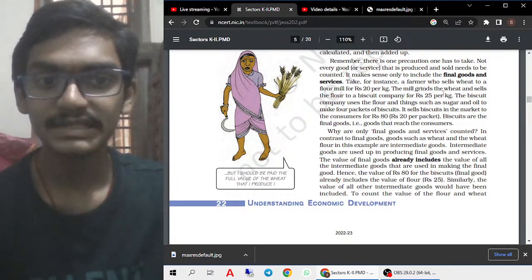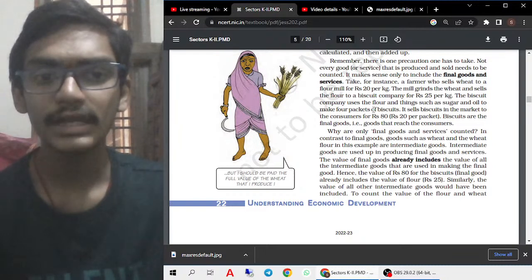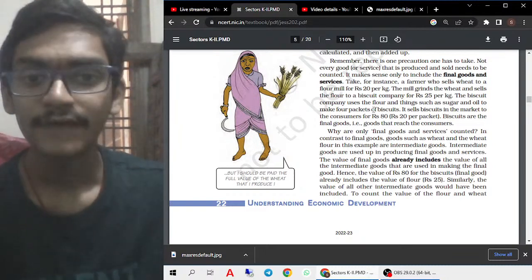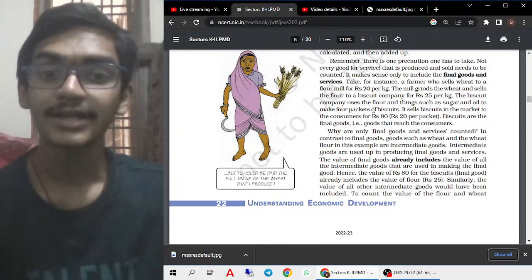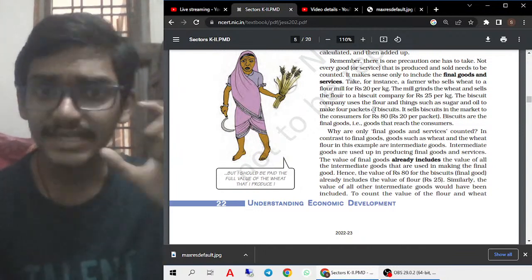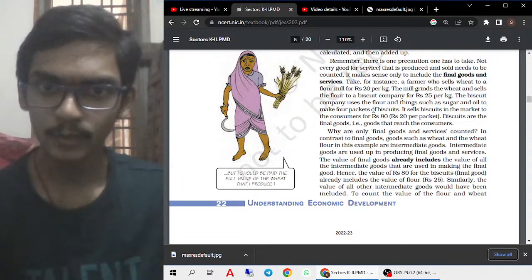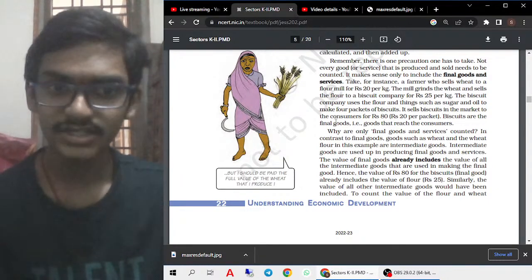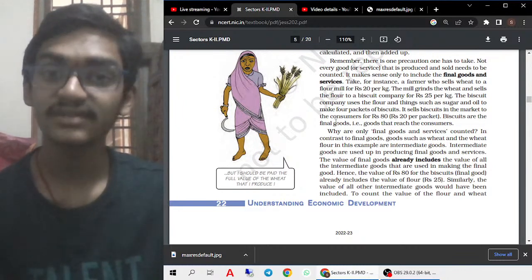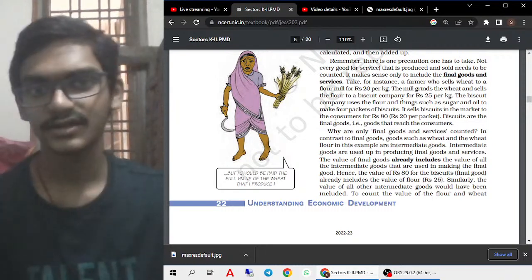Then the biscuit company uses the flour and things such as sugar, oil, water, and many other things for making the biscuits. Now it sells each pack for 20 rupees, that means 80 rupees for four packets. So biscuits are the final goods, that is, the goods that reach the customers. Final goods are the goods which reach the customers.